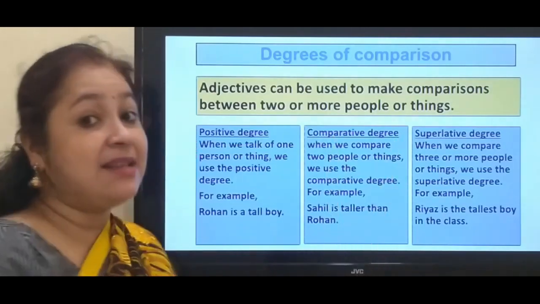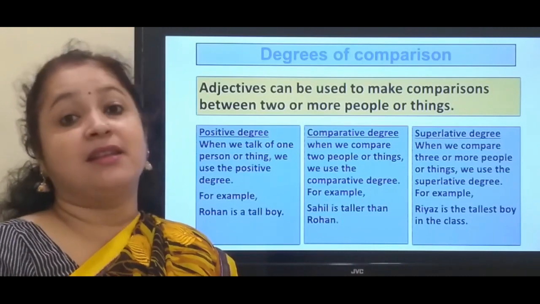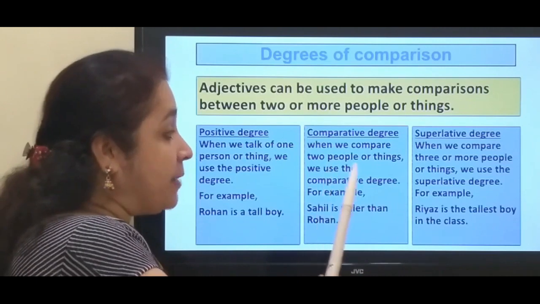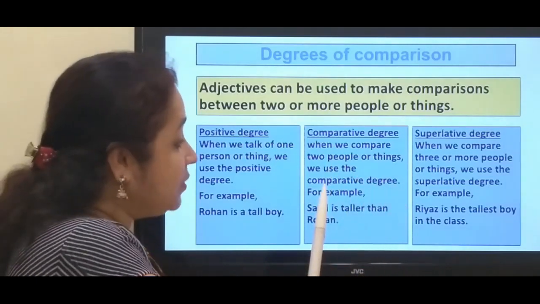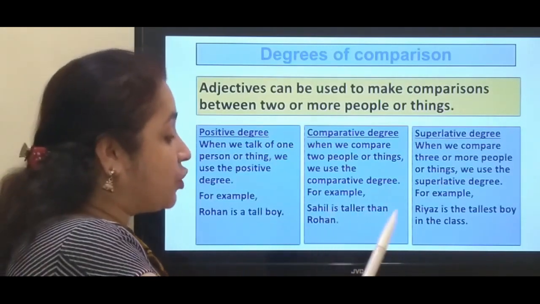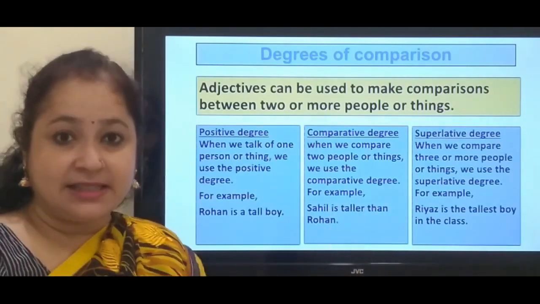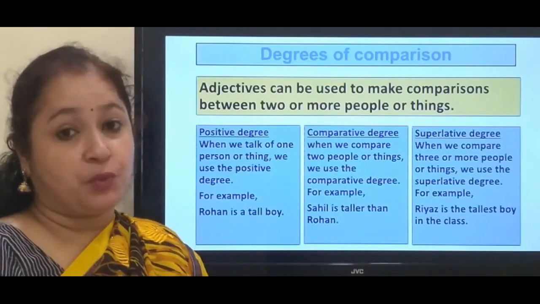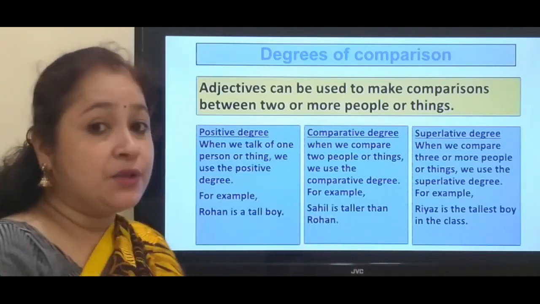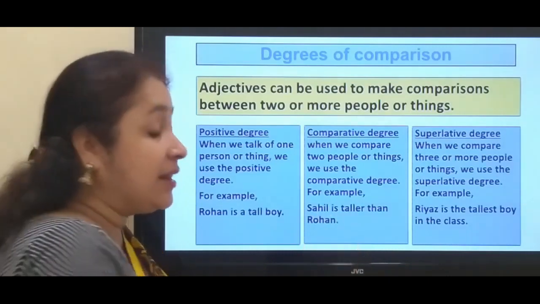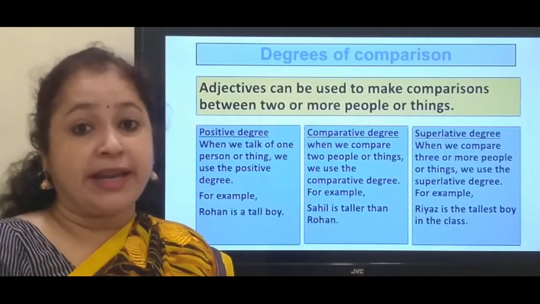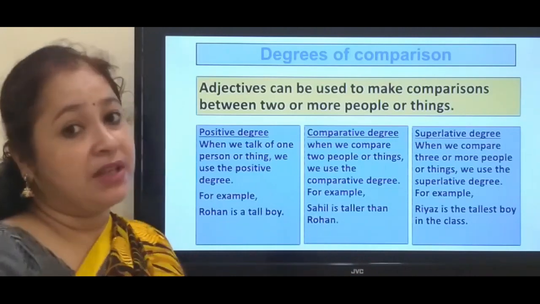Comparative degree. As its name suggests, there is a comparison. So, students, when we compare two people or things, we use the comparative degree. For example, Sahil is taller than Rohan. In this sentence, there is a comparison between two persons, and they are Sahil and Rohan. So, taller is a word that shows the comparison between Sahil and Rohan. So, it is an example of comparative degree.